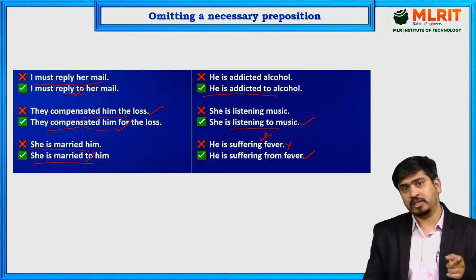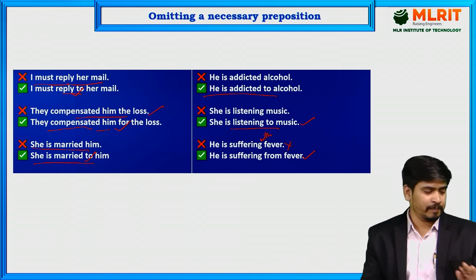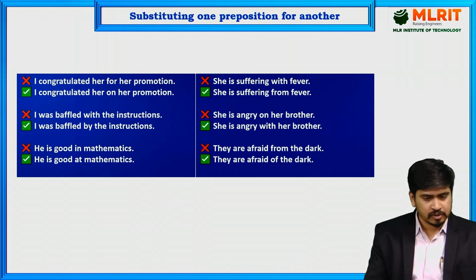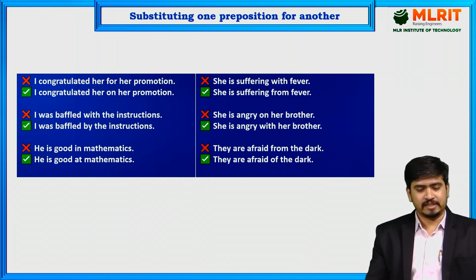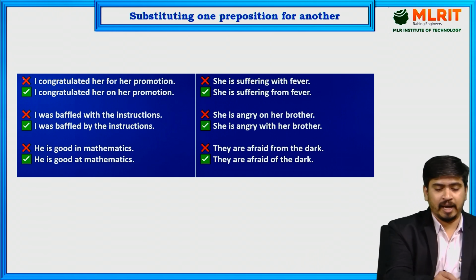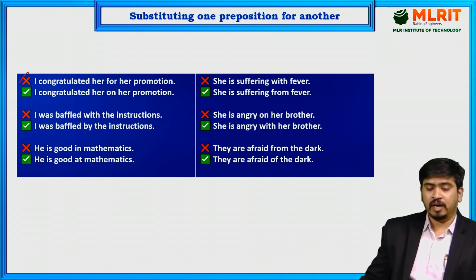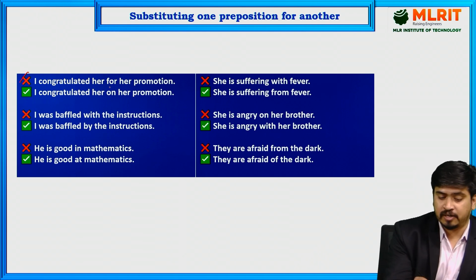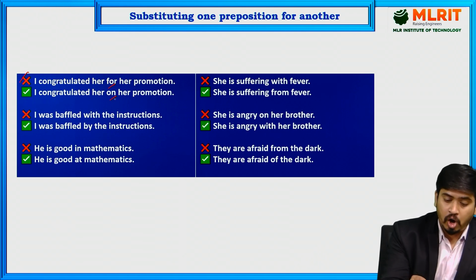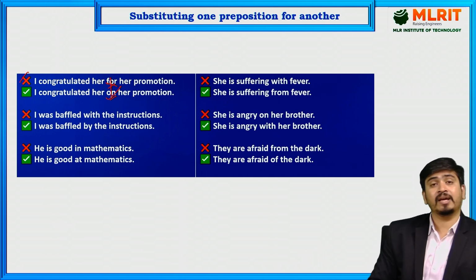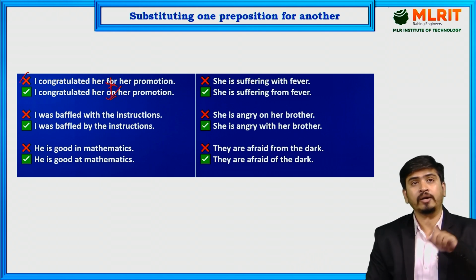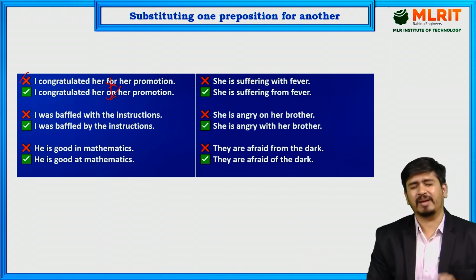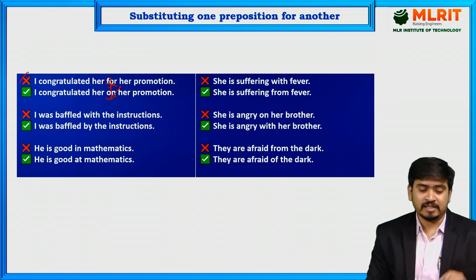Now next, let's go into the last common error. Let's see examples. Yes. First one. I congratulated her for her promotion. Which preposition is correct? For or on? On is correct. For is wrong. I congratulated her on her promotion. Next example.